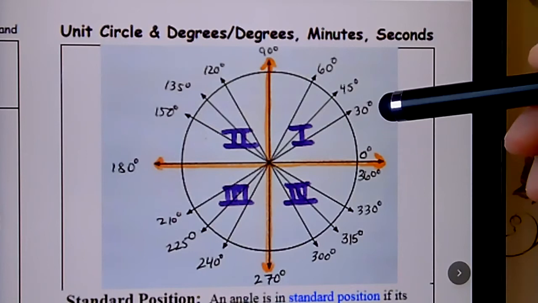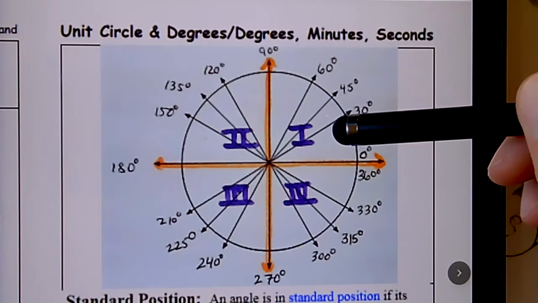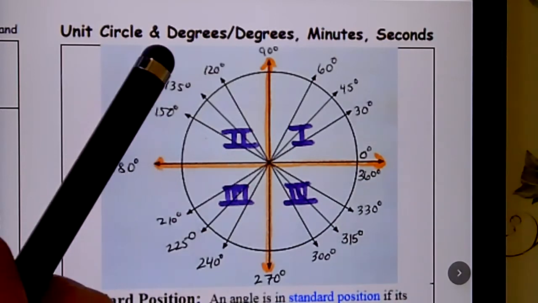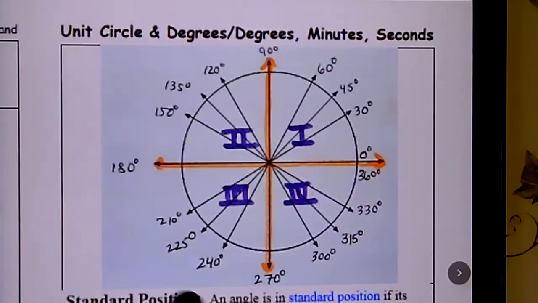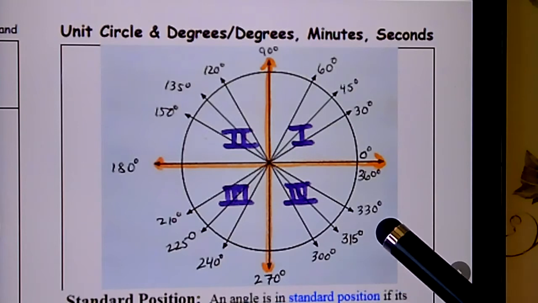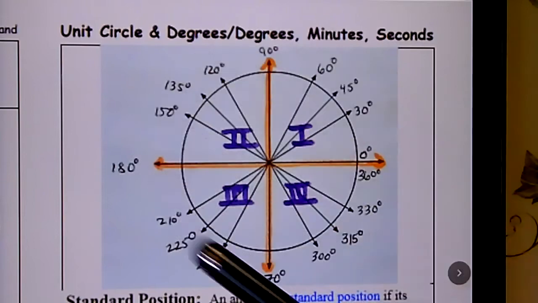So 0, 30, 45, 60, 90, that's quadrant 1. Okay. Quadrant 2, 120, 135, 150, 180. Quadrant 3, 210, 225, 240, 270. Quadrant 4, 300, 315, 330, 360. Okay, that's all the way around the circle.